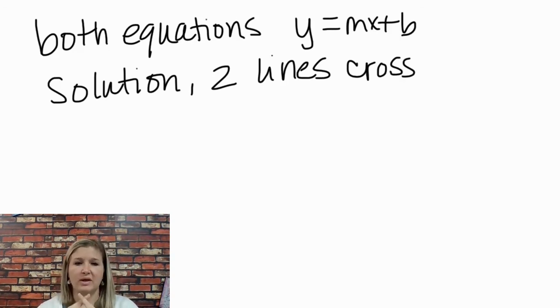Where those two lines cross, whatever that (x, y) point is, that's the solution. That means that when x is that specific number and y is that specific number, you plug them into both equations, and they would both be true. That means that whenever you find that specific x and y value and plug them into both equations, they would all be equal. So that's another way to look at that.